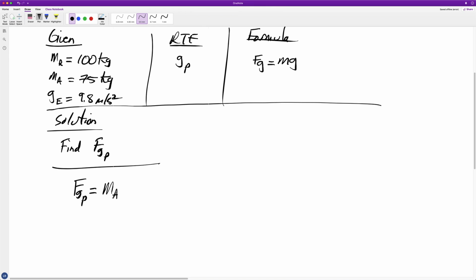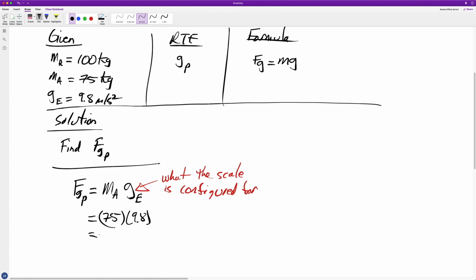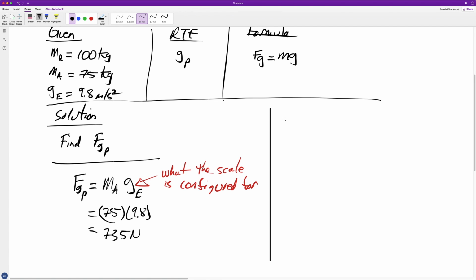So it is giving the reading of a mass of 75 kilograms because it feels a force of gravity that would be equivalent to what 75 kilograms on Earth would produce. So we have to multiply this by g on Earth because this is what the scale is configured for. So 75 kilograms times 9.8, that is 735 newtons. So now that we have that, we can actually truly find the gravitational field strength on that planet.